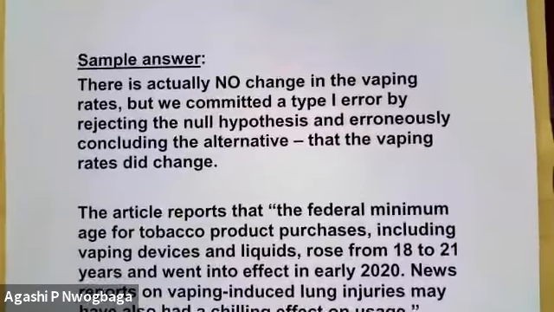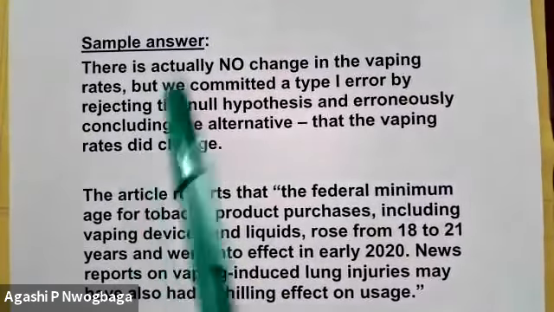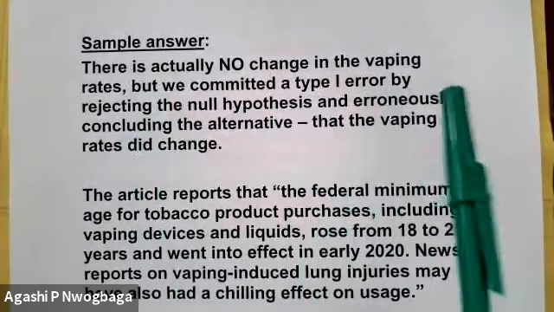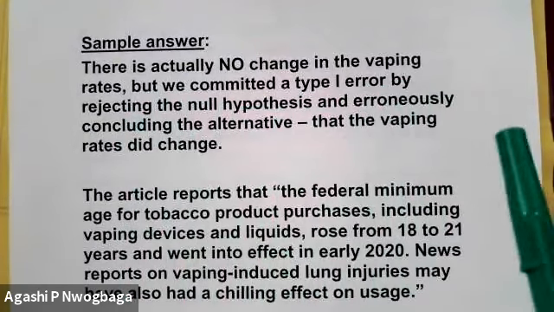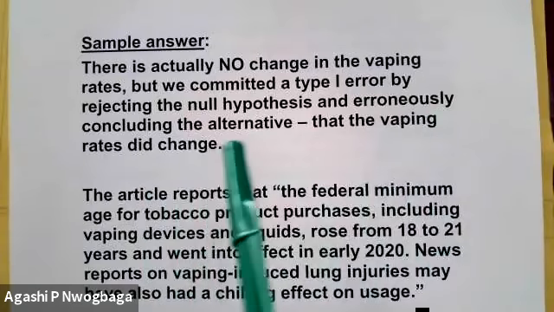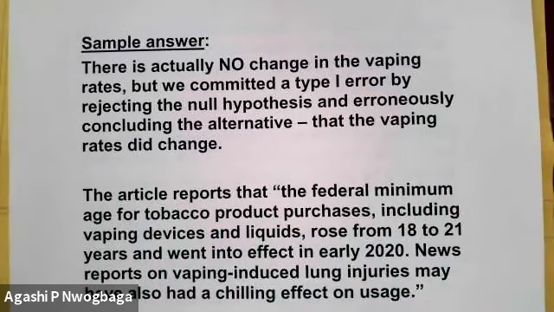Number 3, describe in the context of question 2 a type 1 error. What might happen if a type 1 error occurs? This is a sample answer. There is actually no change in the vaping rate, but we committed a type 1 error by rejecting the null hypothesis and erroneously concluding the alternative, that the vaping rate did change.